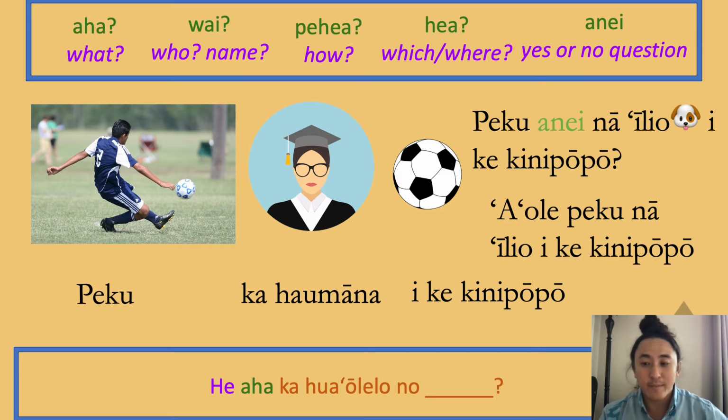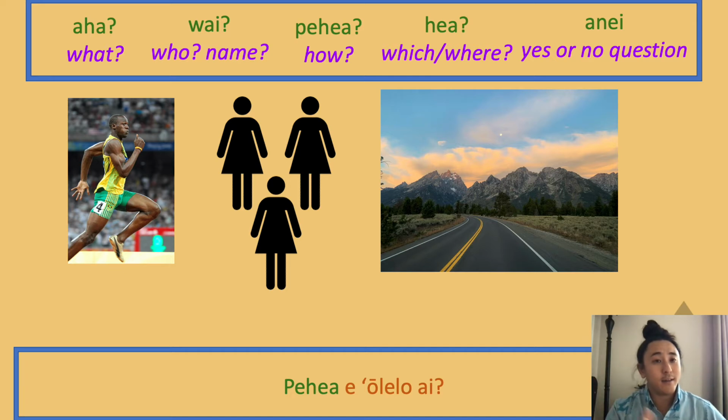Maikai, maikai. A pehea e olelo ai I ke ia. Ke ia ka run. He mau wahine. And an alanui. Alanui ke ia. So pehea e olelo ai.